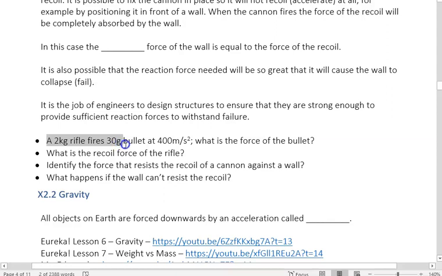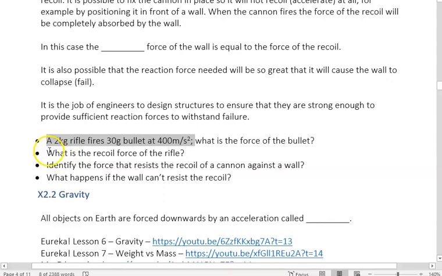A 2 kilogram rifle fires a 30 gram bullet at 400 meters per second. What is the force of the bullet? Well, the force on the bullet is going to be 30 grams, which is 0.03 kilograms, times 400. And that's going to give you your answer in newtons. Yeah. So don't write 30 times 400. That would be wrong. Right? It's 30 times 400 divided by 1,000.